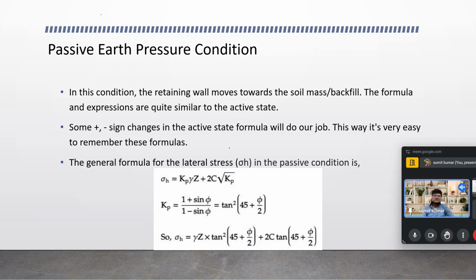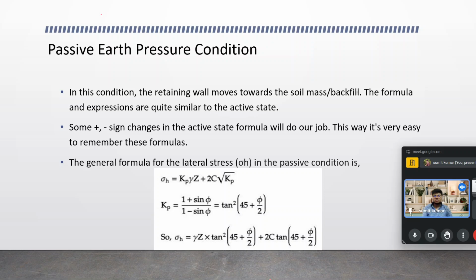Some positive and negative signs change, as it has been seen that the active and passive earth pressure coefficients are inverse of each other. So this is a very easy way to remember the general formulation of sigma h for the passive condition. When we talk about the general case, we are not talking about the Rankine kind only, as 2c root K is added for cohesive soil. This interrelation is modified for cohesive soil by Bell's theory, it is said, but it is not mentioned anywhere in this presentation, but this is the fact.